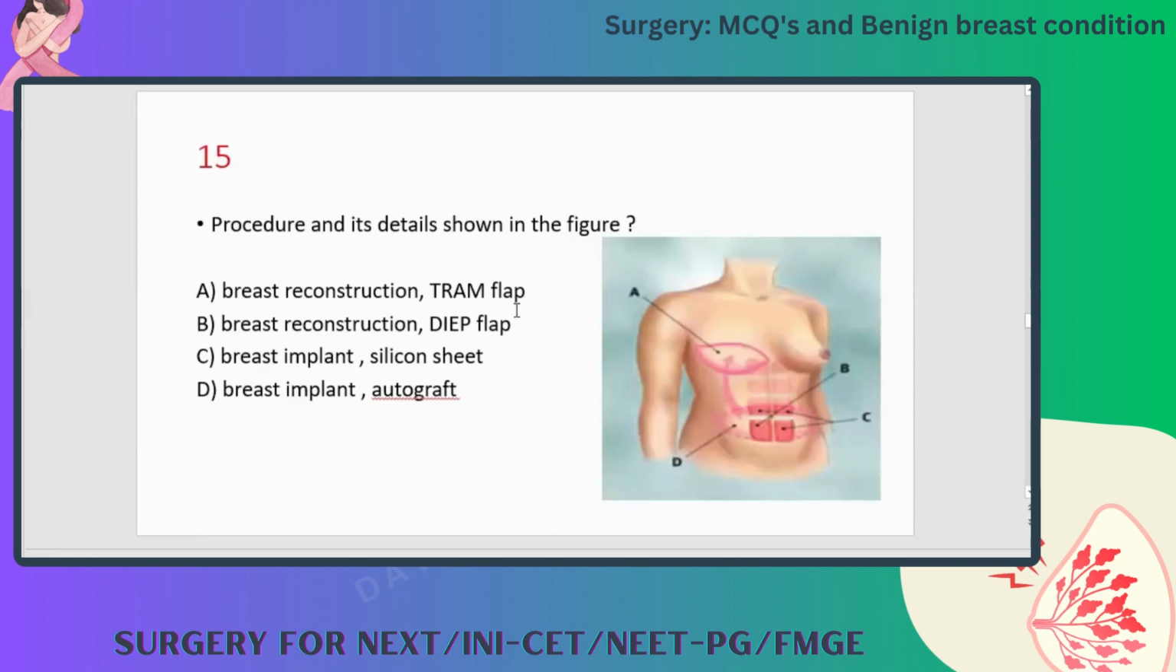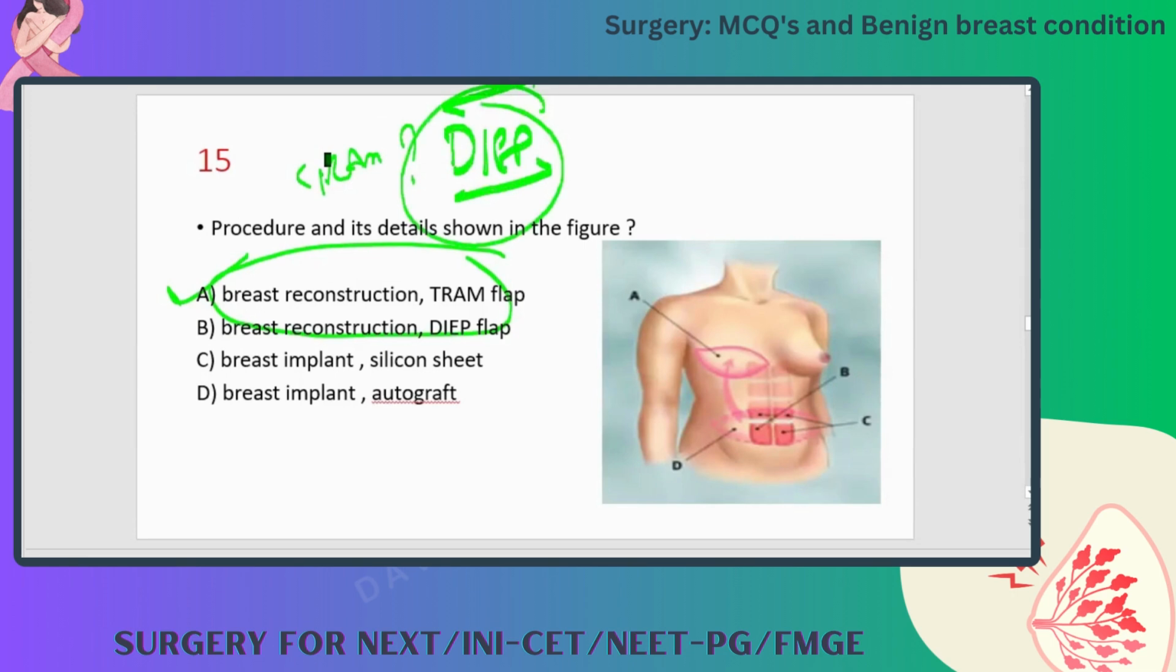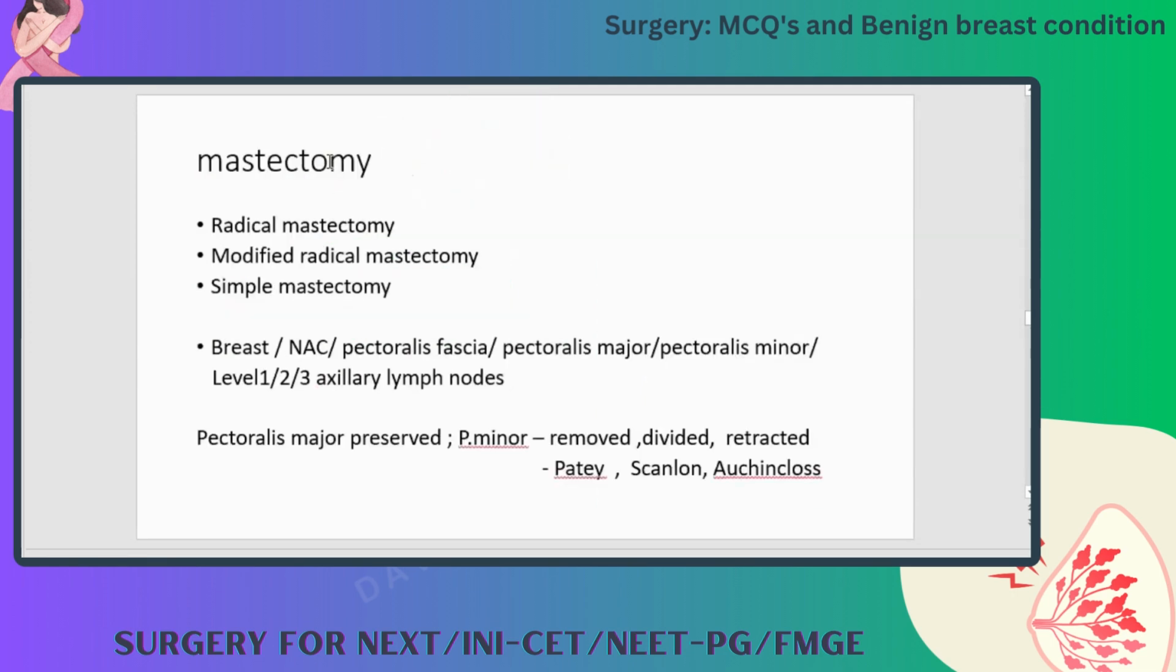This one? TRAM flap. Option A, breast reconstruction and TRAM flap. So it is based on which artery? TRAM flap is based on which artery? Deep inferior epigastric perforator artery. Okay, this we have discussed.